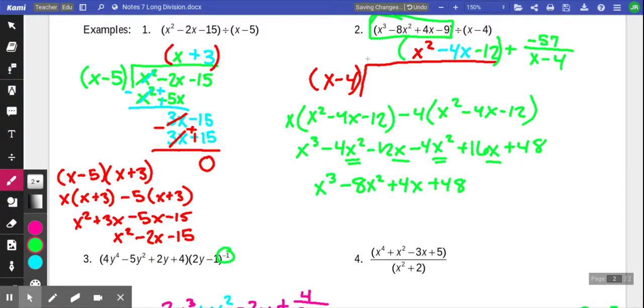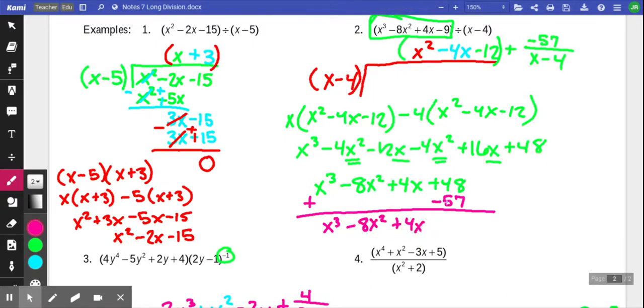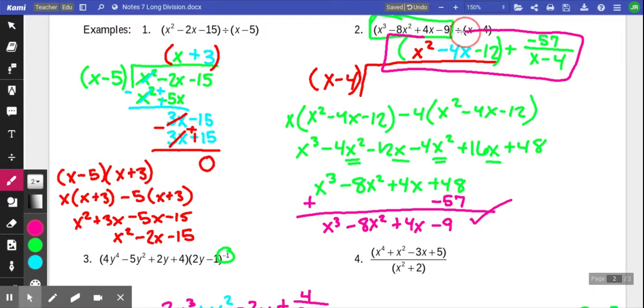So let's compare. X to the third, negative 8x squared, positive 4x. But this is negative 9, and this is positive 48. But we had a remainder of negative 57. So when we add our remainder, we're going to get x to the third minus 8x squared plus 4x. And then 48 plus negative 57 gives us negative 9, which it now matches. That's our original dividend, which means that our answer up here, this was our answer that we got, this was correct. So we had x squared minus 4x minus 12, and then the remainder over what we were dividing by.